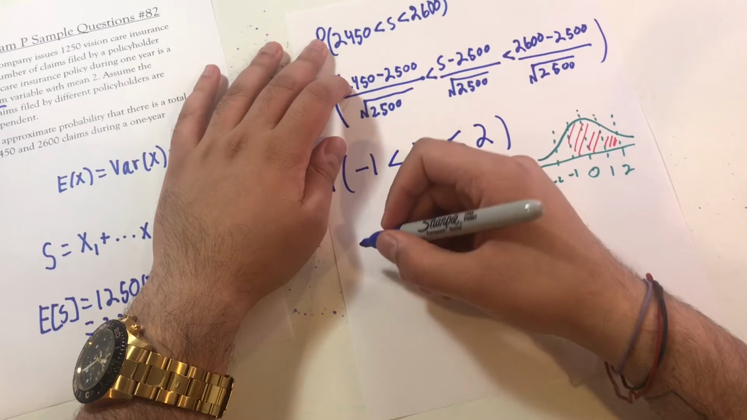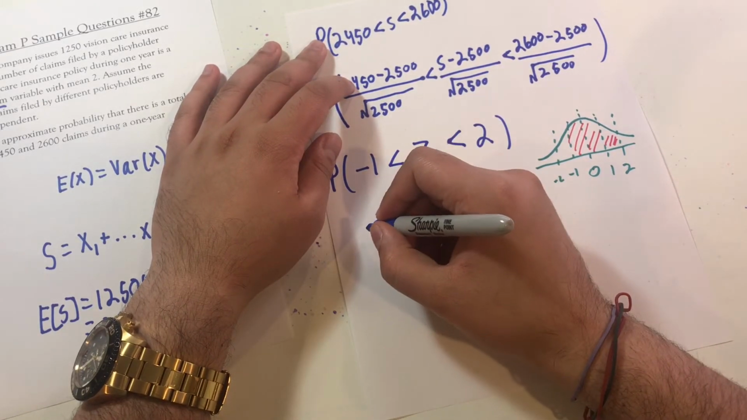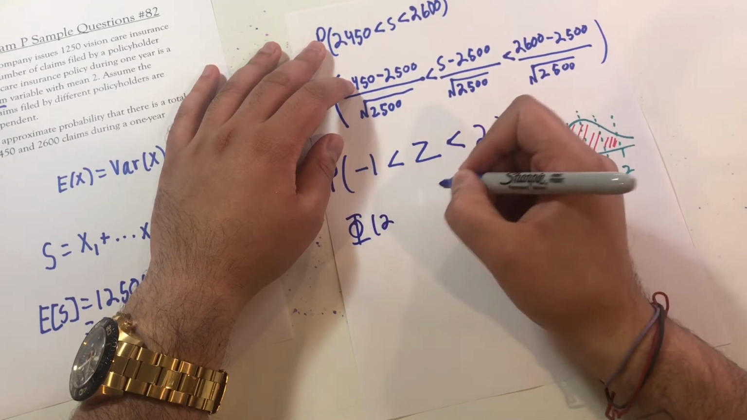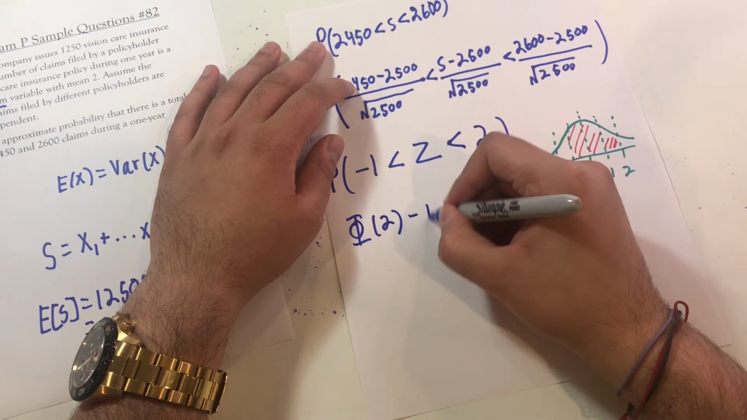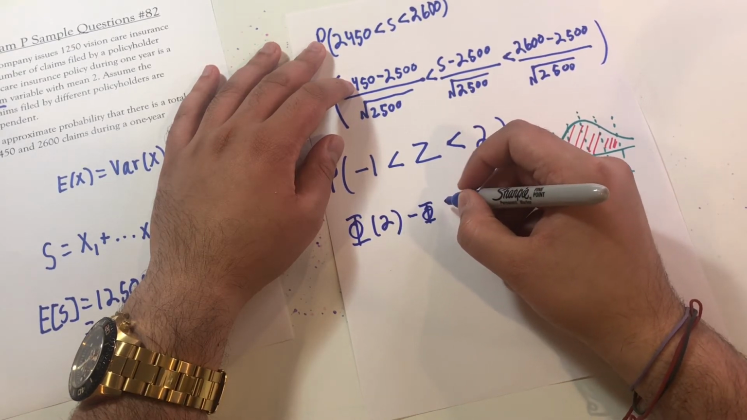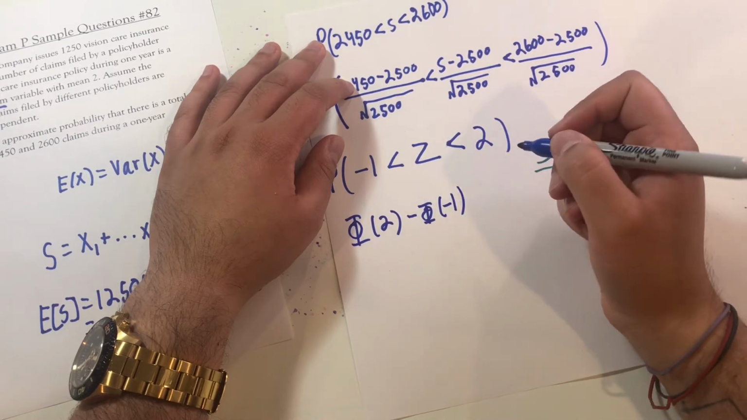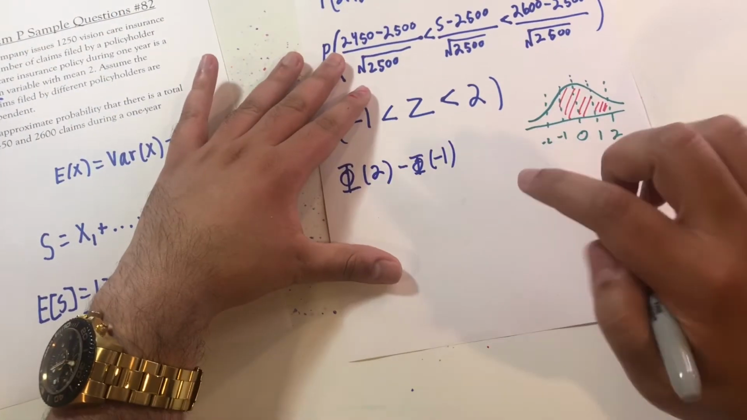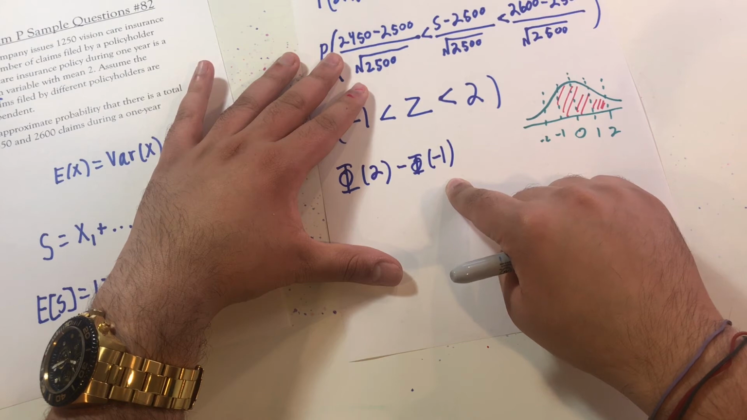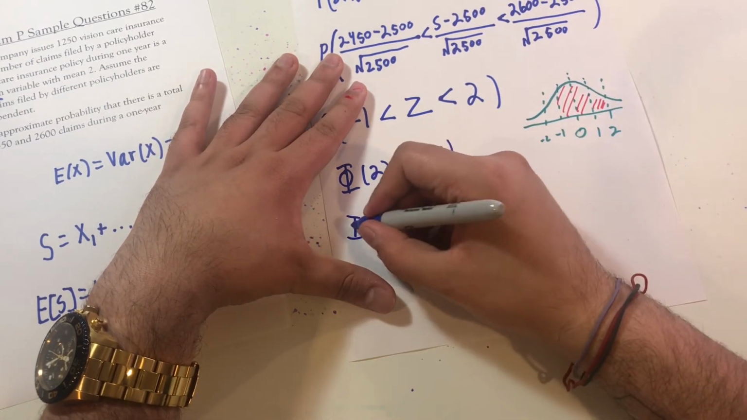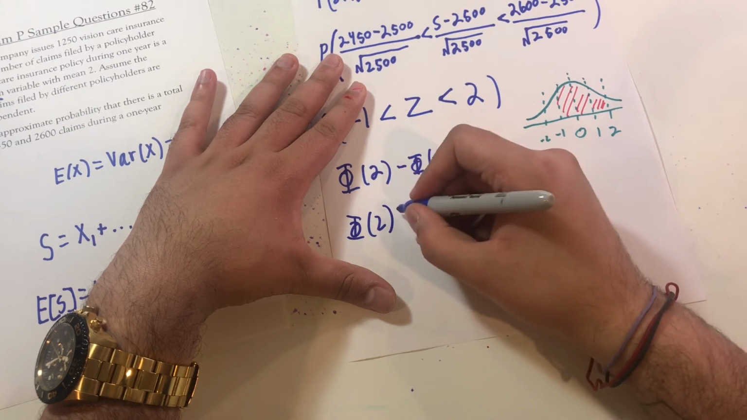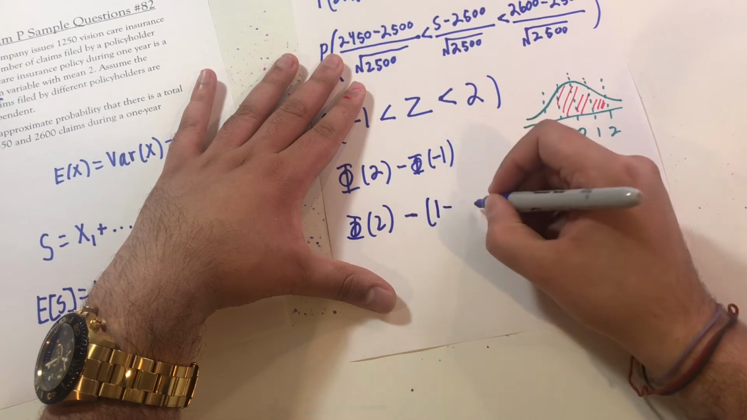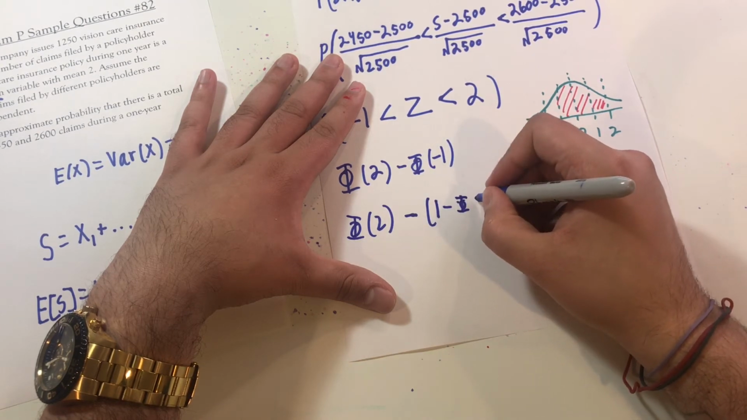All right, so this is going to be phi of 2 minus phi of -1. But our normal table doesn't have negatives on it. Some do. The one we're given, unfortunately, doesn't. So we can convert this to becoming phi of 2 minus (1 minus phi of 1).